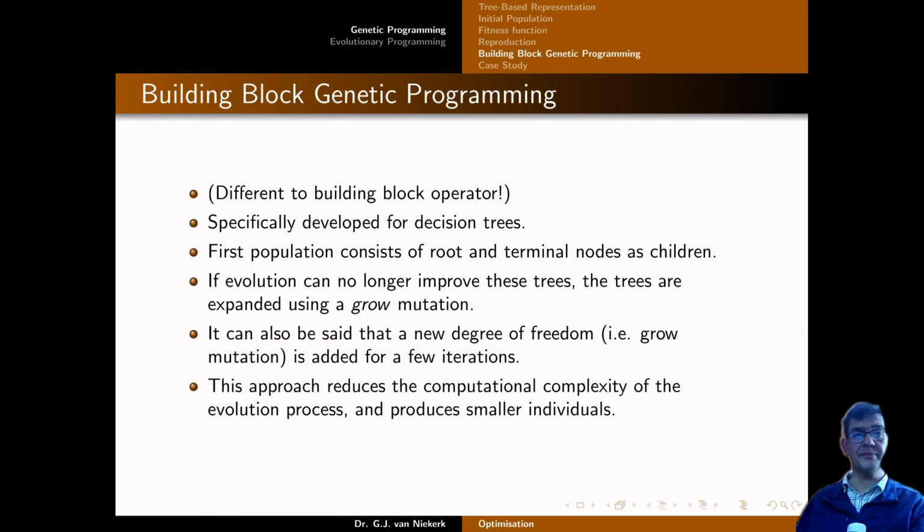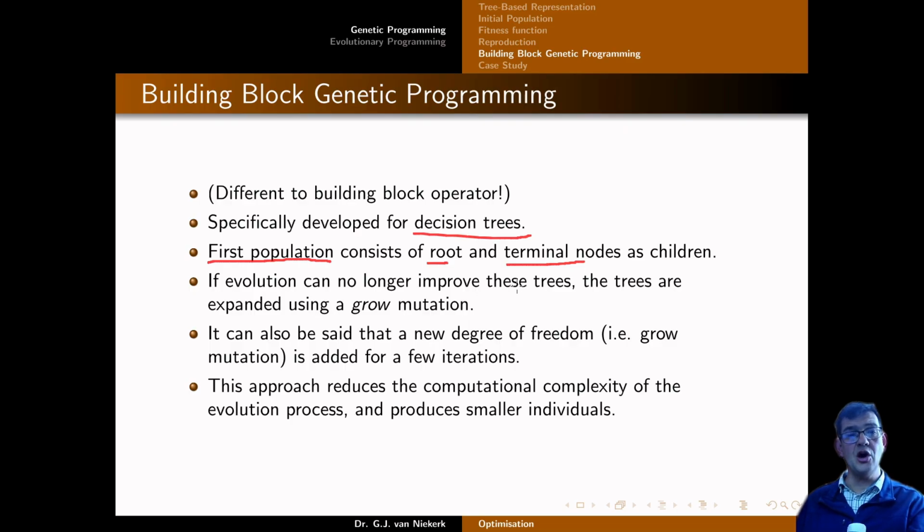Next, of course, we've got building block genetic programming. Now, this is a very simple concept. The idea here is, okay, and this was specifically developed for decision trees. And decision trees, of course, tend to grow in complexity depending on the problem that you're trying to solve. So the first population in your genetic programming process consists of a root and terminal node. So the smallest possible tree that you can have.